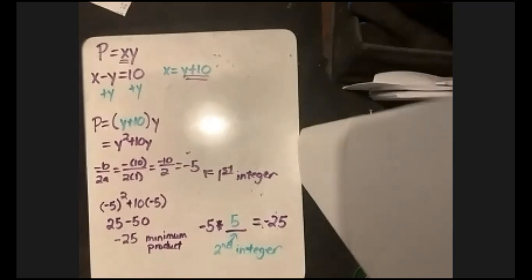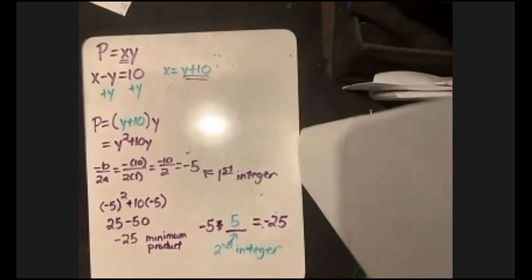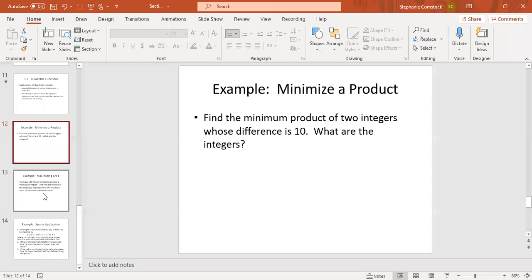Okay, so we would have negative 5 and positive 5 as our two integers. Those are 10 apart, so the difference would be 10. And we have that the minimum product would be 25. So now let's take a look at another example.